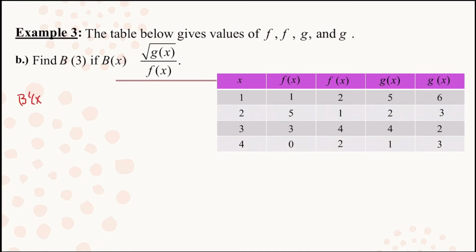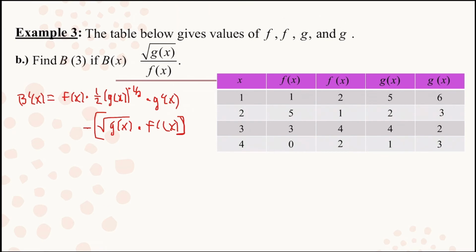So b prime is going to be the quotient rule. So again, you have hi-ho, so it's ho-de hi. So it's f of x times derivative of the top, so that's 1/2 g of x to the negative 1/2 times g prime of x. So ho-de hi minus hi, so square root of g of x, d-ho, so derivative of the denominator, f prime of x, all over denominator squared.